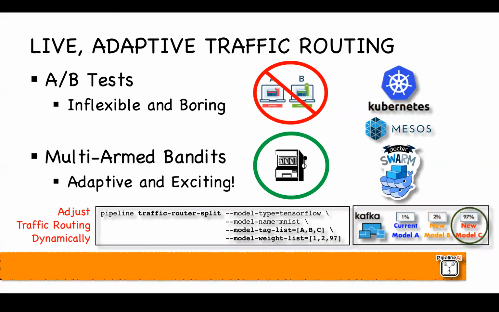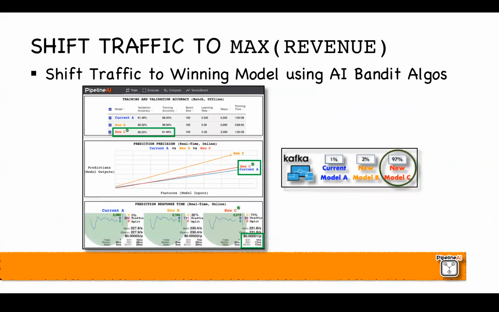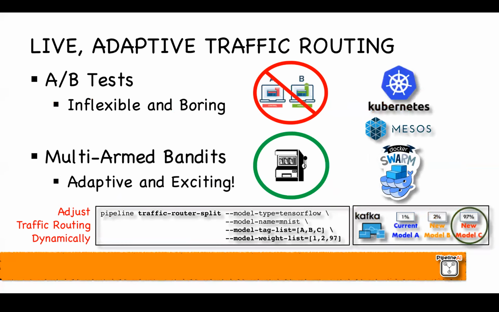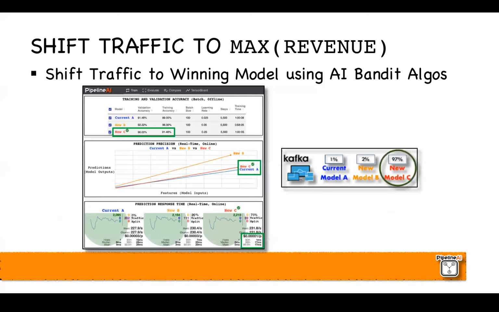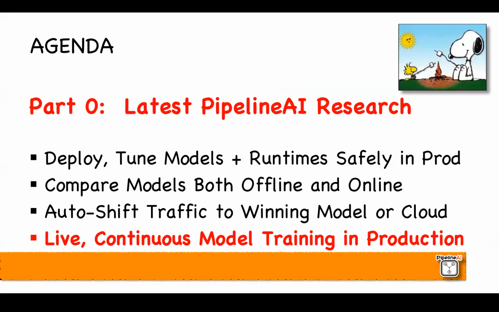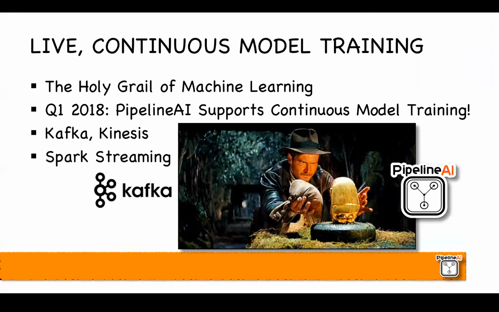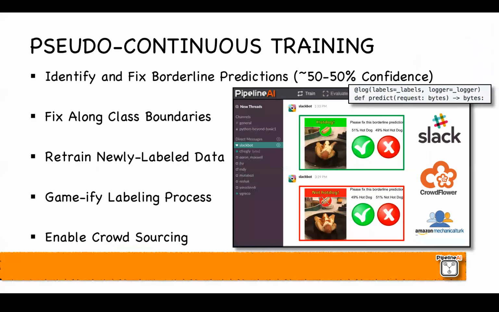Okay, that's it. So A-B tests: if you're doing A-B tests, you're basically like 5 years behind the times. You should be doing multi-arm bandits. They're adaptive, they're exciting. They're not inflexible and boring. This is just showing us shifting traffic, trying to maximize revenue, minimize cost. And let's see, holy grail here: it's continuous model training, which we're going to call it soon. This is the last thing.